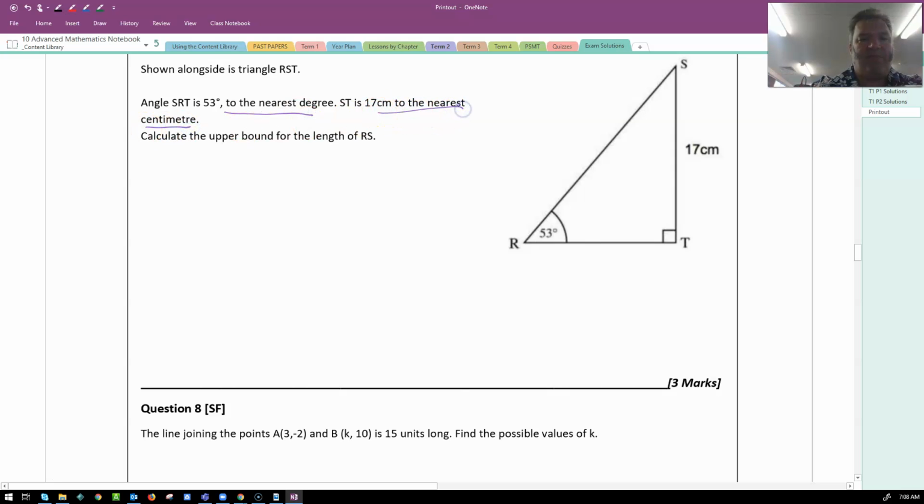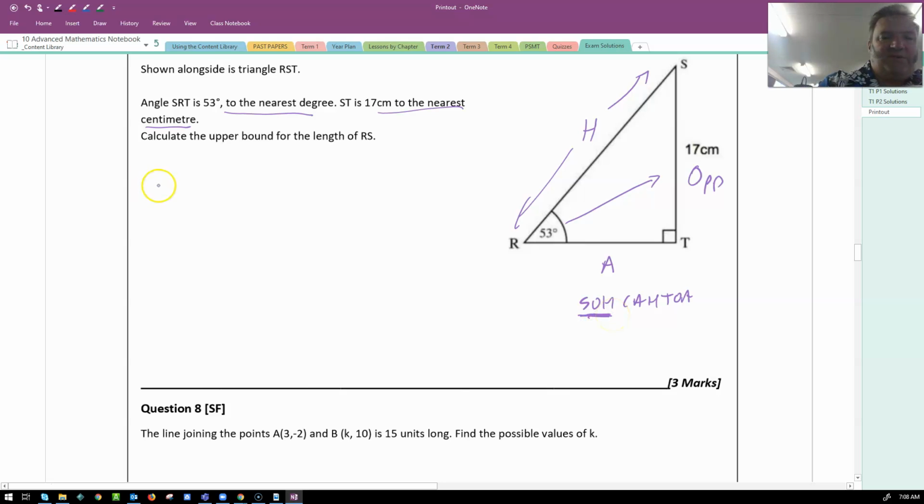We want to calculate an upper bound. The upper bound for RS. Well, RS is the hypotenuse. So really that's what I'm finding the upper bound of. That side there. This is an opposite side. Given this angle, that's the adjacent. So I'm thinking opposite and hypotenuse, that's sine. SOHCAHTOA. SOHCAHTOA tells us sine is the opposite over hypotenuse. That's what I'm after. So I start with that.